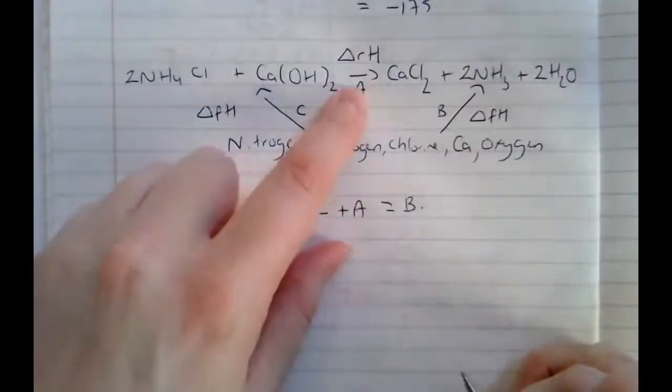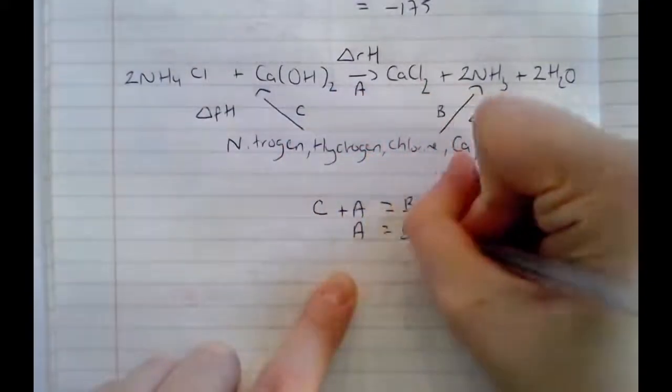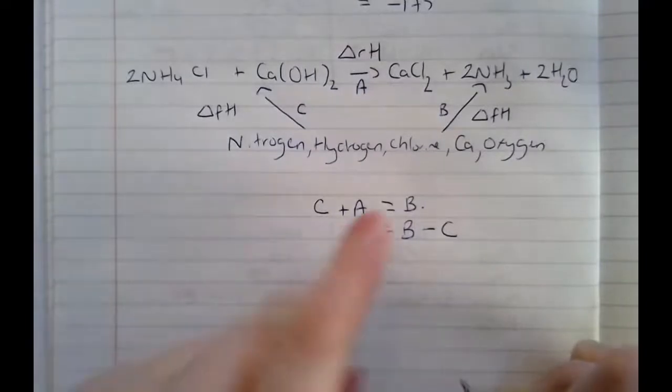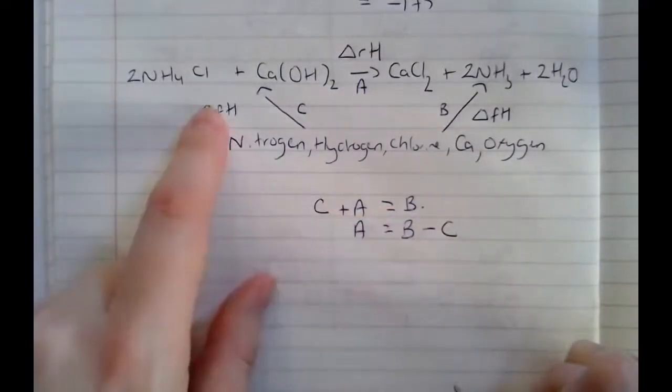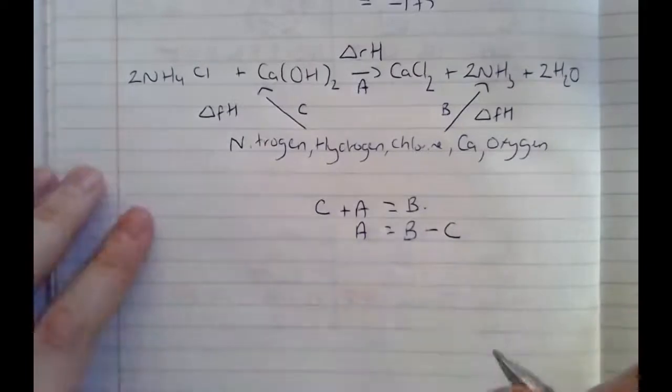I told you it's A that we're trying to find, so I'm going to rearrange this equation to have A equals B minus C. Once I know what B is and what C is, I'm going to be able to find A. To find out what B is, we said this is the delta H of formation. Those values are given to you in the table. So I'm going to find over here what C is.